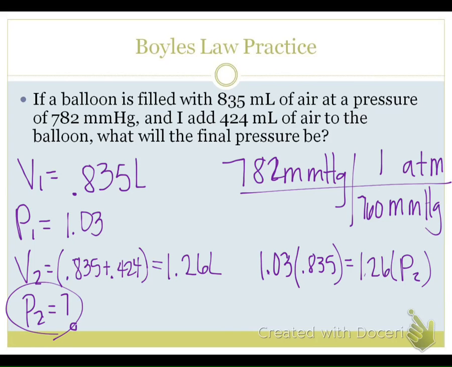Isaiah, what'd you get? 0.68. P2 equals 0.68. What's our units? ATM, or atmospheres.